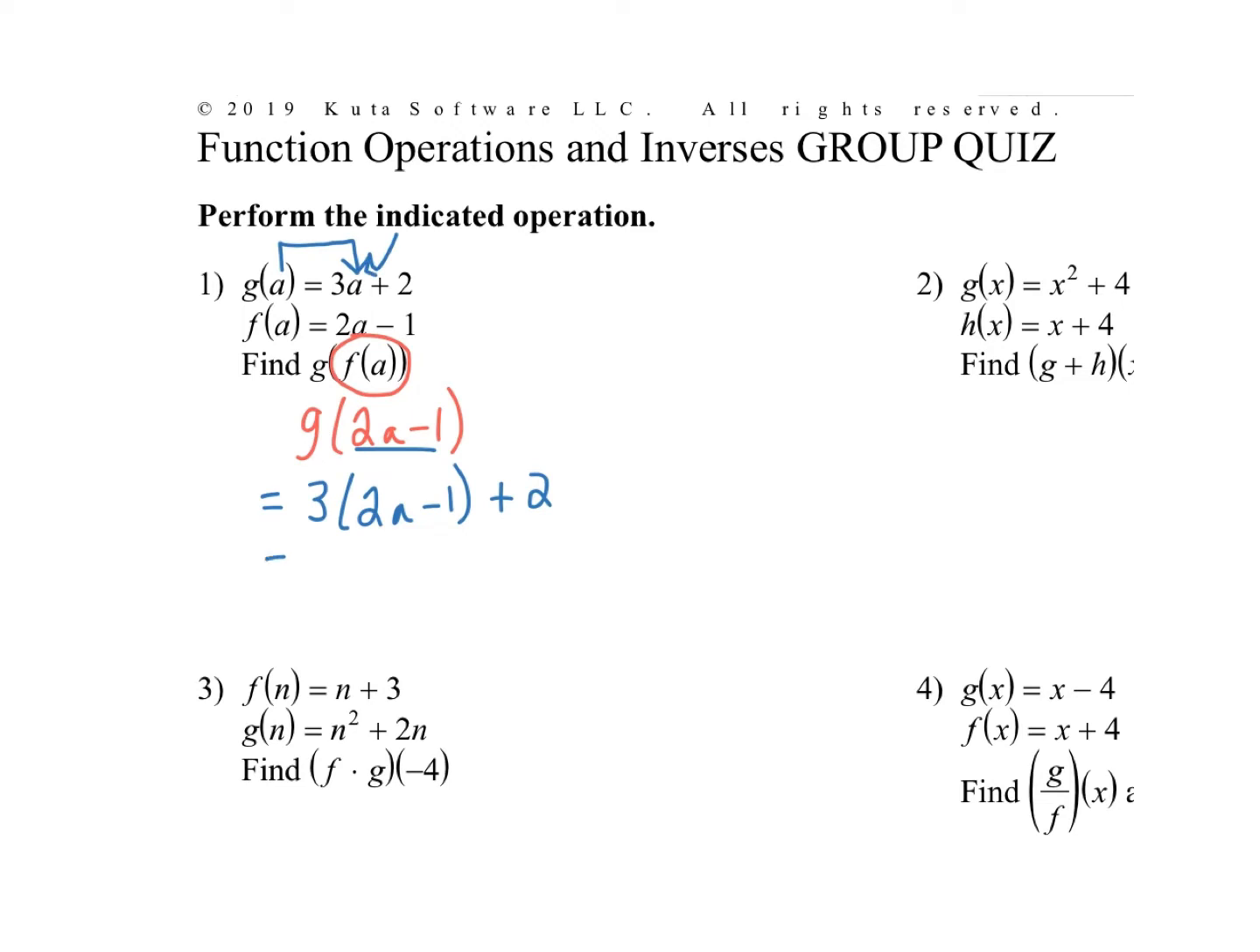And now all we need to do algebraically is simplify this. So distributing the 3, we'll get 6a minus 3. And there's a plus 2 out there, which should combine to be 6a minus 1.